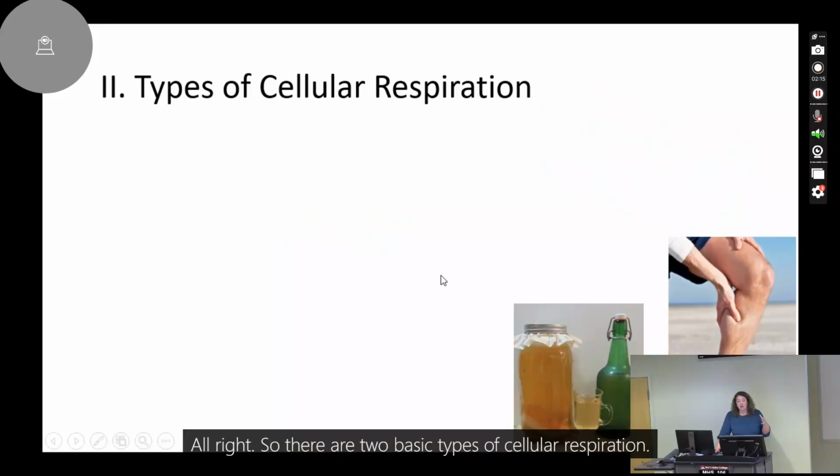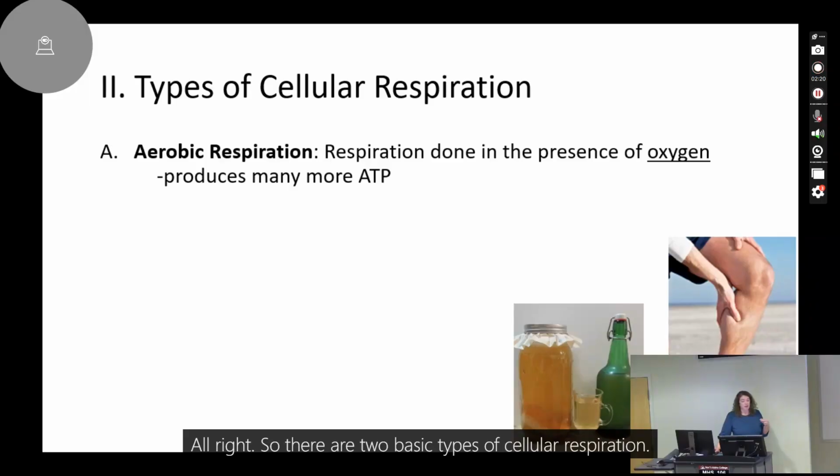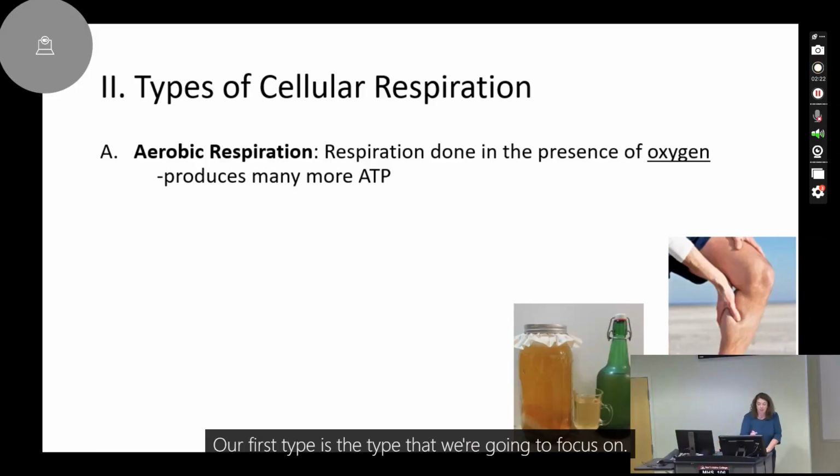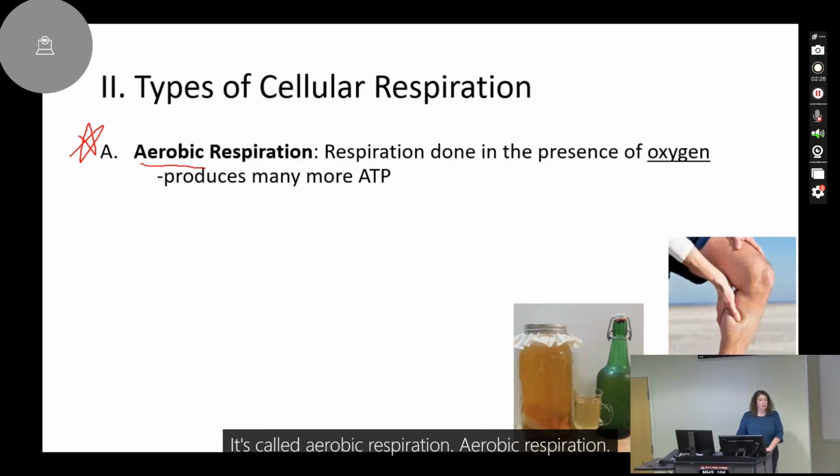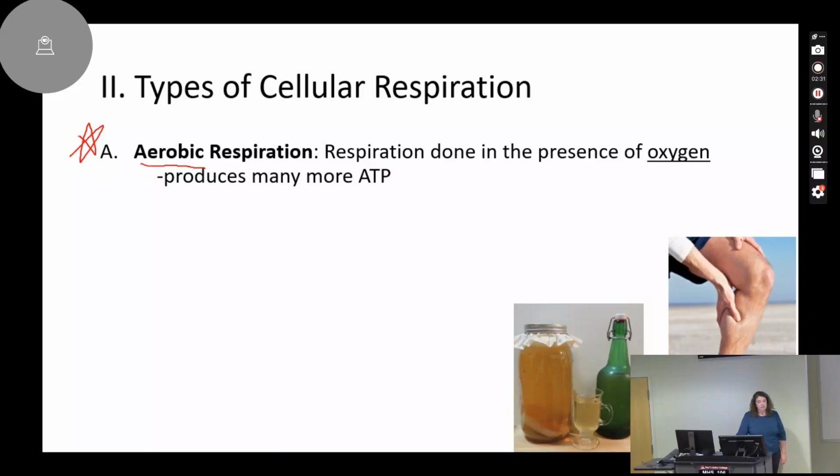All right, so there are two basic types of cellular respiration. Our first type is the type that we're going to focus on. It's called aerobic respiration. Aerobic means with oxygen.